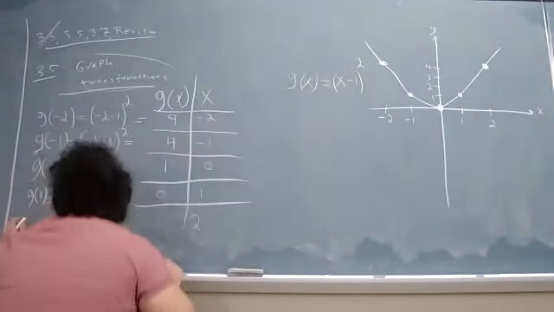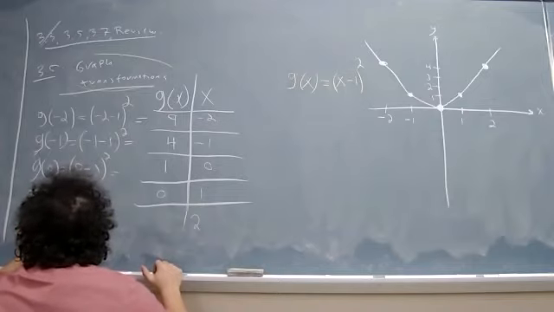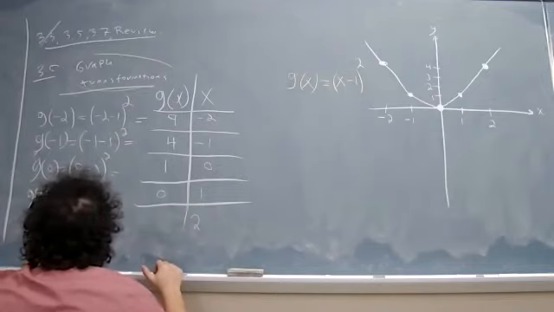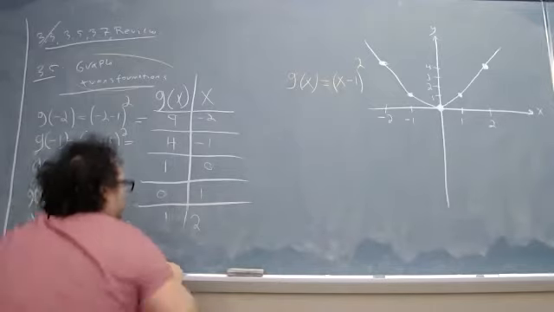And last but not least, what is g of 2? Well, that's just 2 minus 1, everything squared. Well, that's just 1 squared, which is 1.